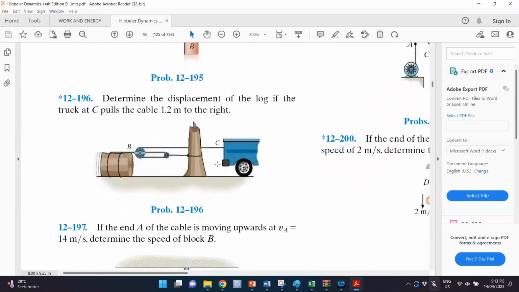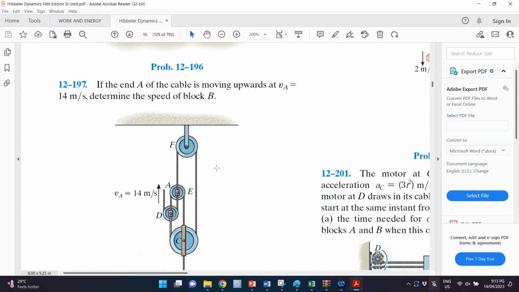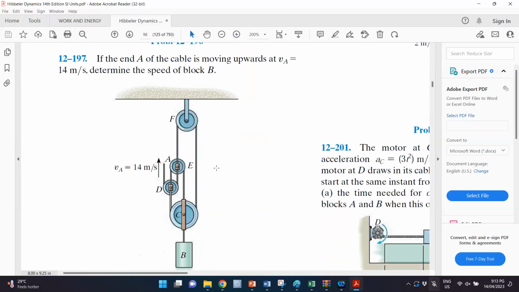Okay. If you look at question 2.12.197, where is our datum?